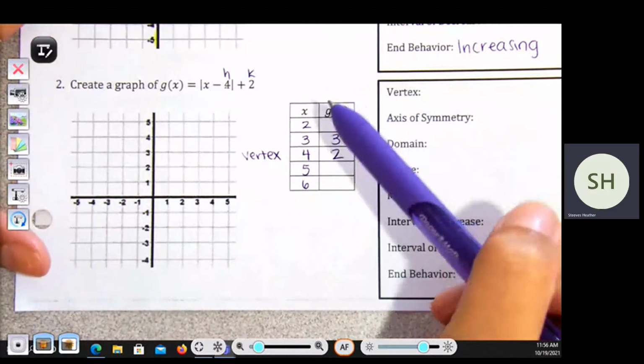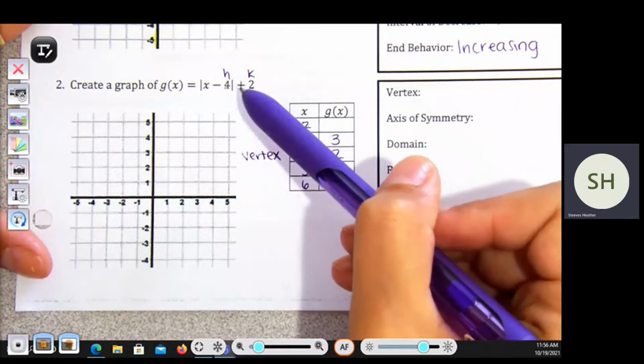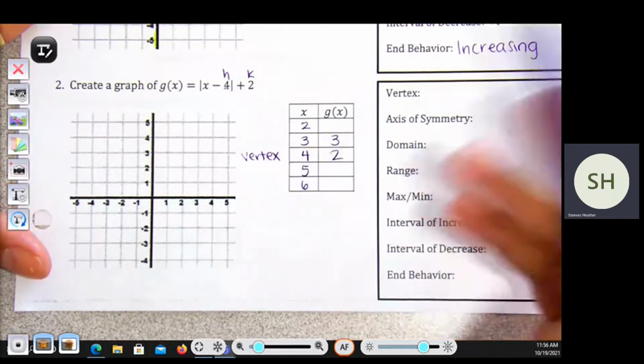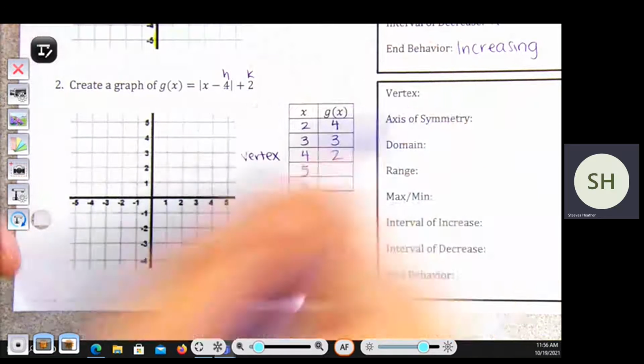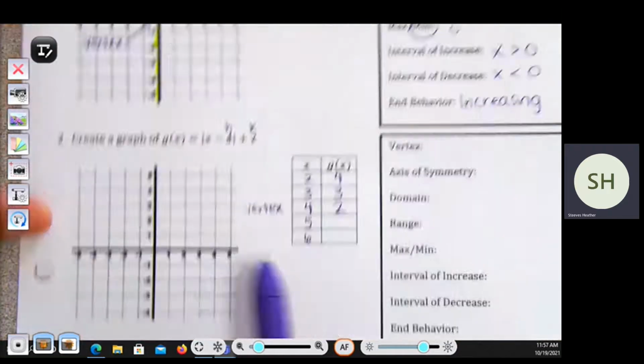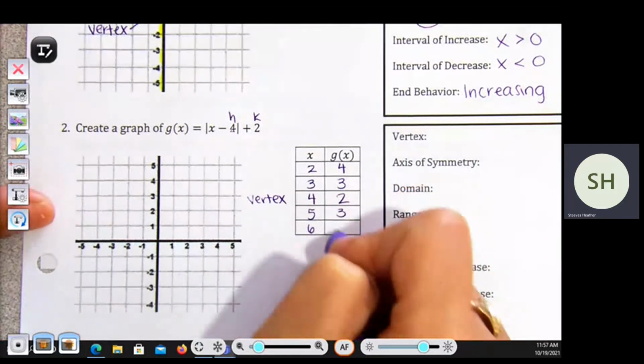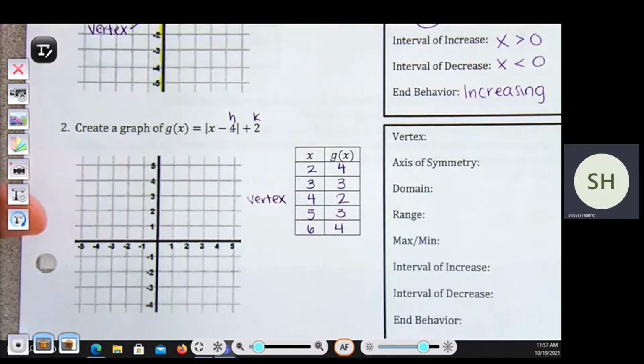Okay. If I plug in 2, what's 2 minus 4? -2. What's the absolute value of -2? 2. What's 2 plus 2? 4. Okay. And if the vertex is the turning point and it's symmetrical anyways, do I even need to plug in the other numbers? No, because it's symmetrical. So aren't the points going to end up in the same exact place on the other side? So what's the y value for 5? 3. And what's the y value for 6? 4. So take a minute, plot your points.